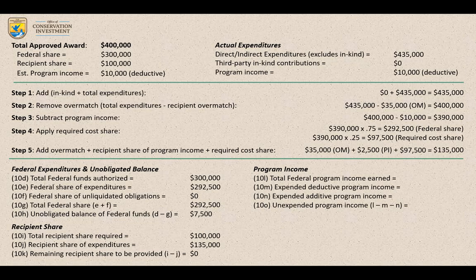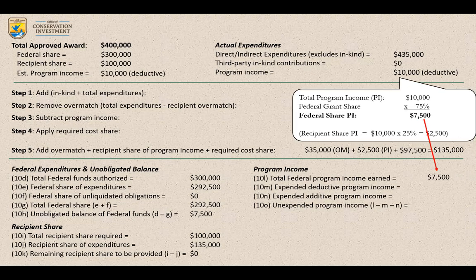Fields 10L through 10O provide information about the federal share of program income earned under the award as of the reporting period end date. The grant program in this scenario has a 75% federal share and 25% cost share requirement, which extends to any additive or deductive program income earned under the award. For Field 10L, the recipient identifies the total federal share of program income earned. This amount is $7,500 and comes from multiplying the total program income earned, $10,000, by the federal share of the award, 75%.